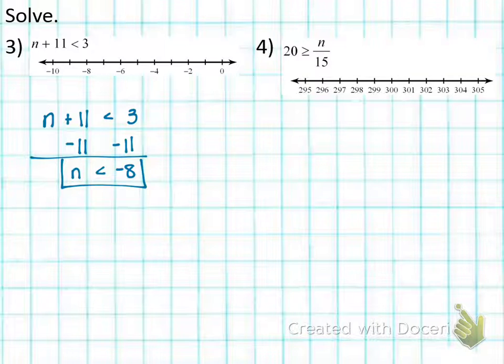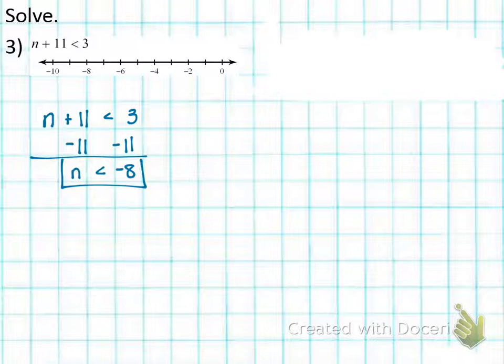The other thing is, is n written first in this inequality? Yes. So do we have to flip the sides or anything? No, we're good. Now we just graph it like yesterday. Show me your graphs. Ready, go. Okay, so we go to negative 8. You're supposed to draw a circle at negative 8. And it's less than, so it's pointing to the left. Do we fill in the circle? No.